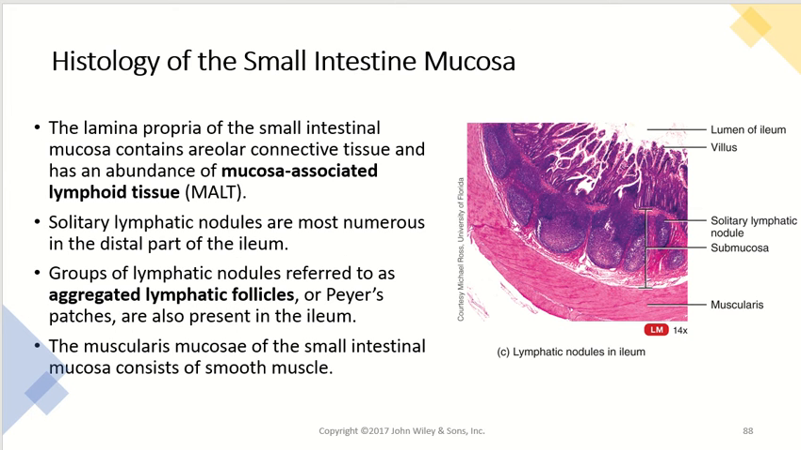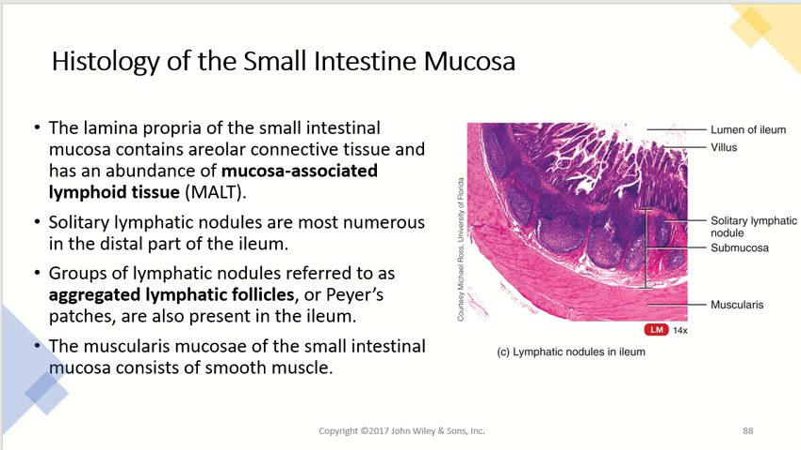The lamina propria of the small intestinal mucosa is going to contain areolar connective tissue, as well as an abundance of mucosa-associated lymphoid tissue, that MALT that we talked about before. And solitary lymphatic nodules are going to be the most numerous in the distal part of the ileum. So that's where we're going to find most of these lymphatic vessels here.